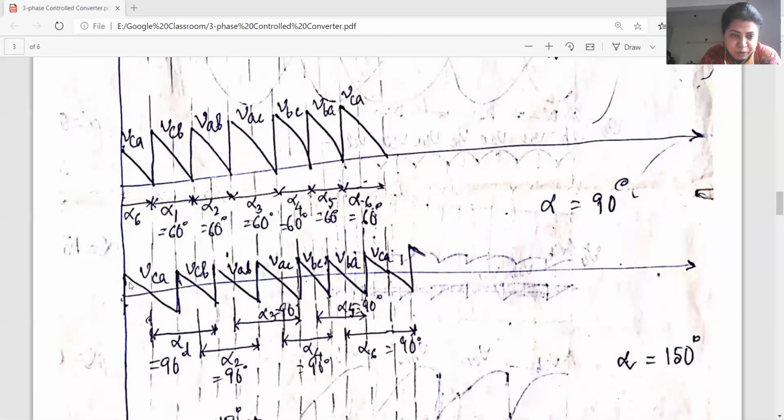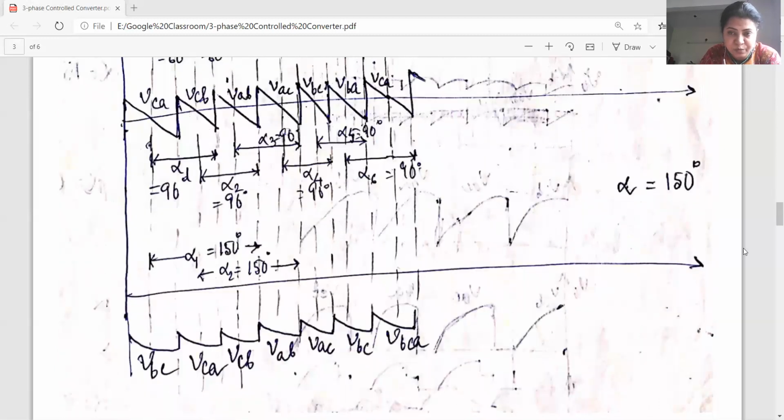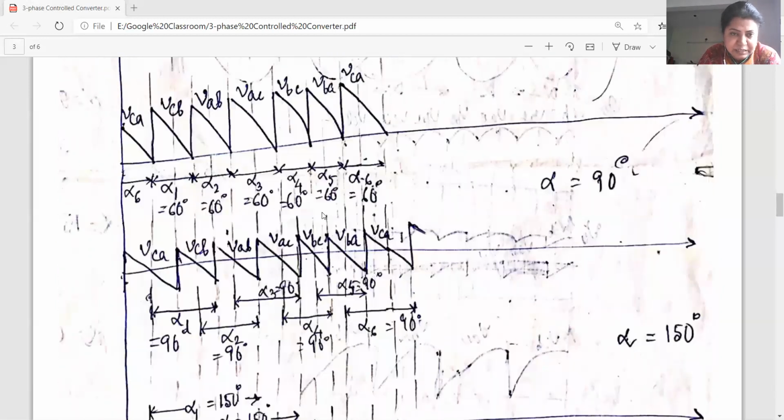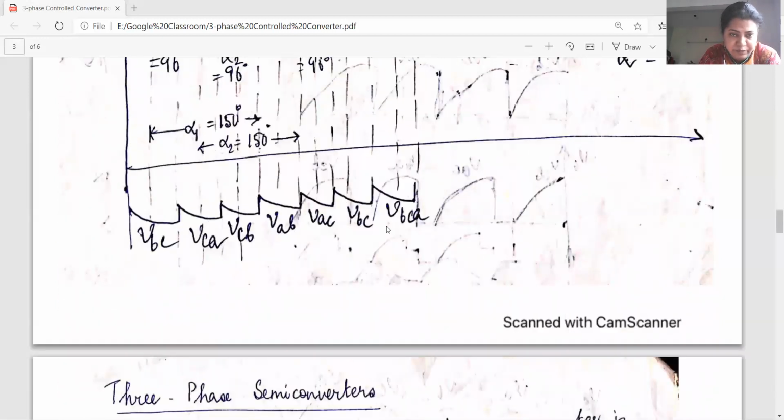We can see the positive portion and the negative portion are equal, and so the average output voltage in this case will be equal to 0. And this is alpha equal to 120 degree. Similarly, if you trace this particular waveform, these half cycles, if you extend downwards, you will get this waveform for a firing angle of alpha equal to 120 degree.